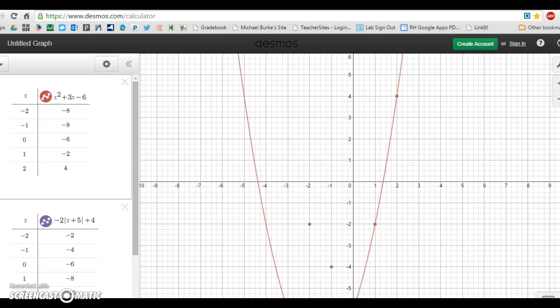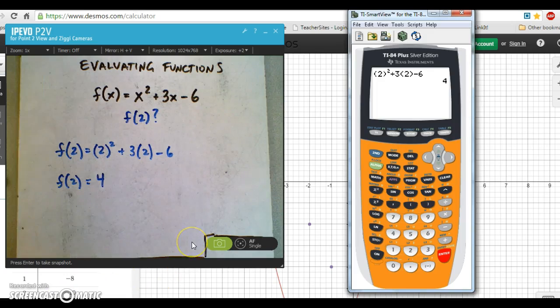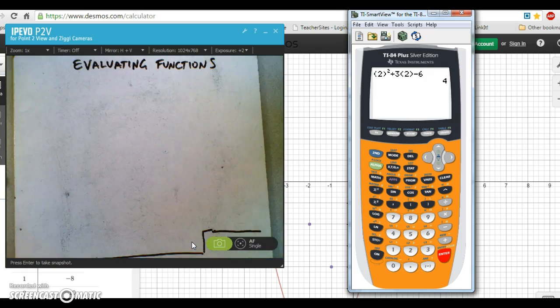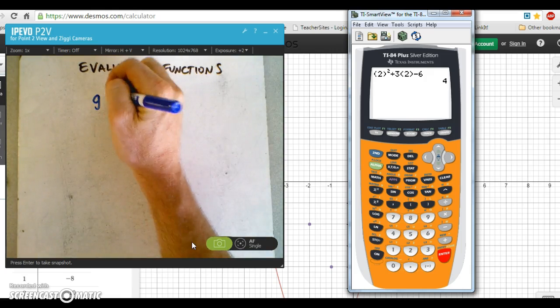Okay, let's do another example. Okay, so let's go back here. Let's get my windows back up. Let's try a different function. So I'm going to just use a different label here because I don't want you to think that it's always the same label. So instead of f of x, I'm just going to use g of x.